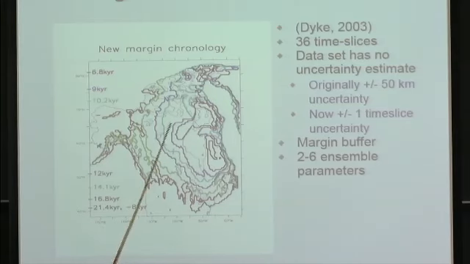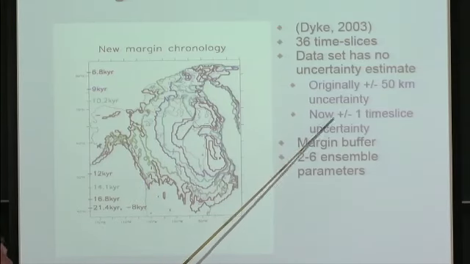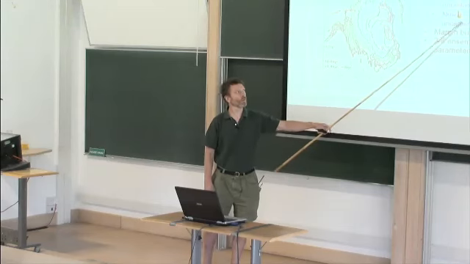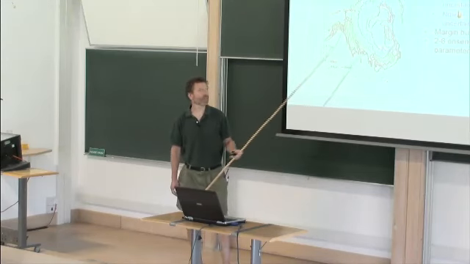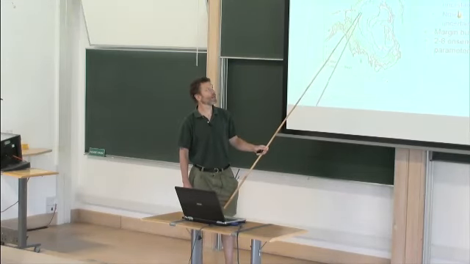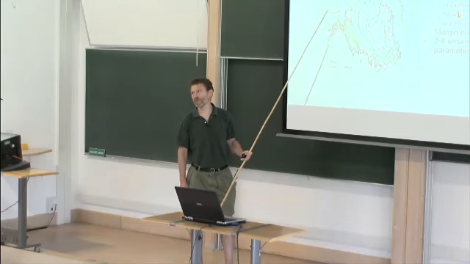What I have done to take into account differential temporal rates is now I use a plus or minus one time slice uncertainty. So for every time slice, I allow that the actual ice was somewhere between that margin position and the previous time slice and the next time slice.